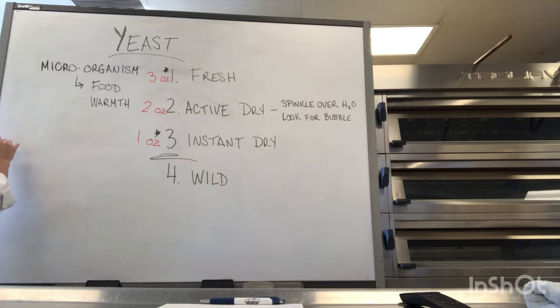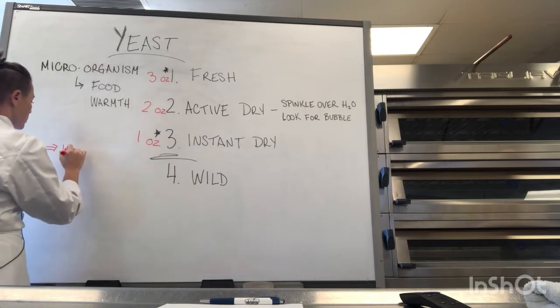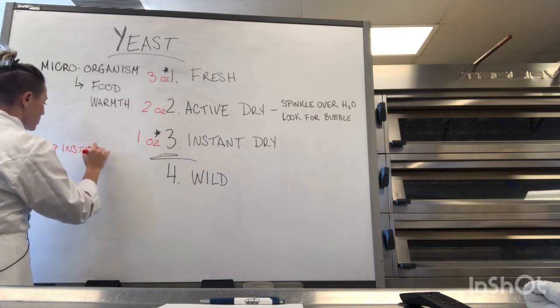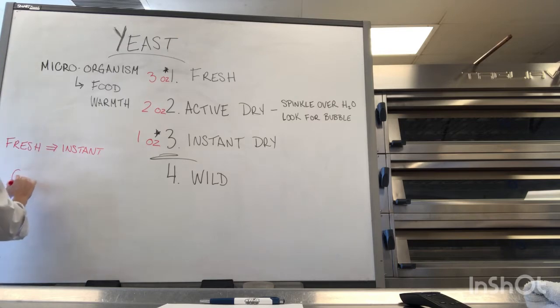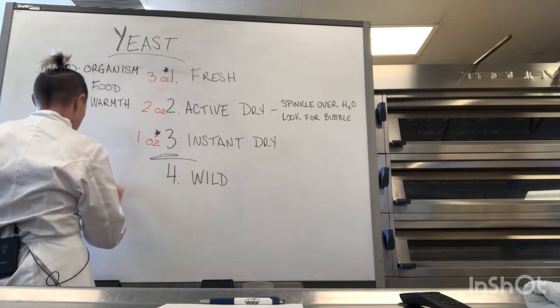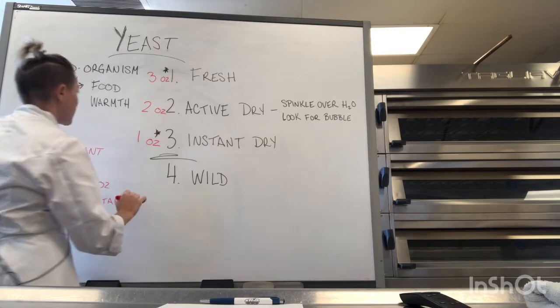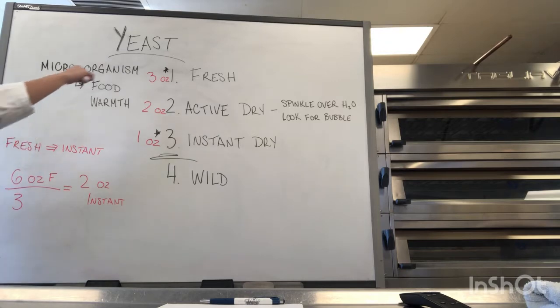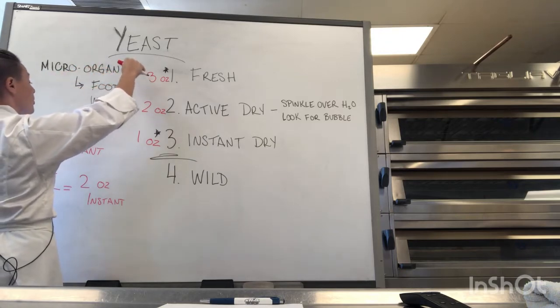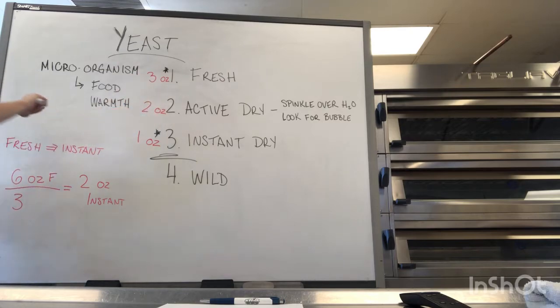So basically, if you were going to go from fresh to instant, let's say your recipe calls for 6 ounces fresh, and you want to figure out how much instant yeast you need, you're going to divide it by 3. And that will give you 2 ounces of instant. So if it's active dry, then you're going to go from fresh to active dry, you multiply by 0.66.